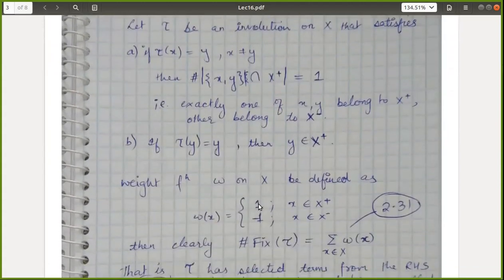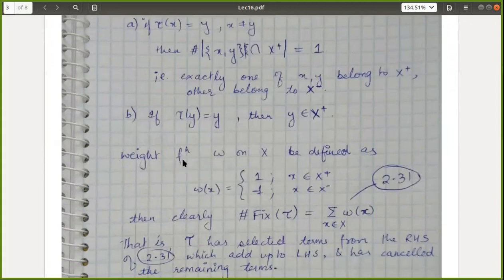So yeah. If you define the weight function W on X as W of x to be 1 if x is in the positive part and minus 1 if x is in the negative part of X, then the cardinality of fixed tau, meaning the set of fixed points of tau, where the hash here means cardinality of this set, the number of fixed points of tau is nothing but the summation running over all elements of X, and you sum their weights. Is that right?